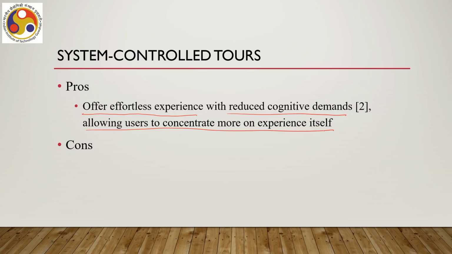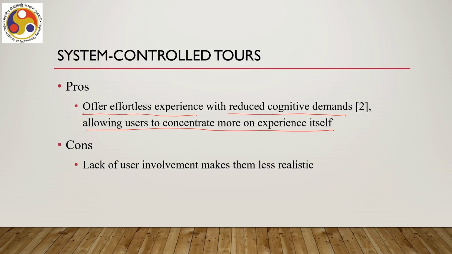Why is the cognitive demand reduced? The user does not have to decide which way to move, how to move, all those things. The system takes care of those decision making things. So, the user is free to concentrate more on the experience itself rather than spend time on planning to move.